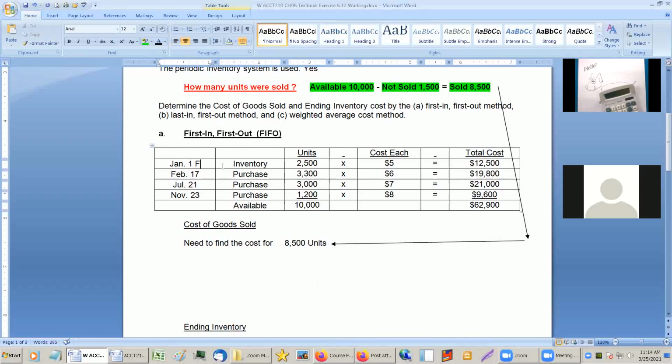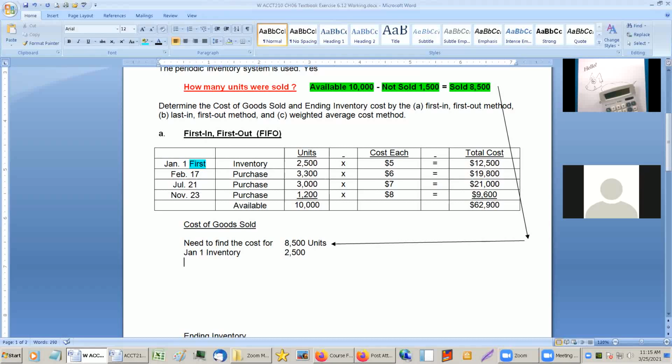Let's see if it'll fit in or not. It does fit. Hey, how about that? Yeah, so these are the first ones in. So this is where we're going to start out. So January 1, 2,500. And I think we'll fill in the cost on that later, but we'll get these all figured out before we put it in. Okay, so we found the cost for 2,500.